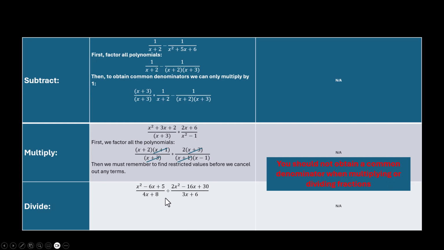For the division, right, we would first do a keep, change, flip, where we keep the first fraction, change the division to multiplication, and then flip the second fraction, and then we would proceed exactly as we had with multiplication. So again, you can cancel things out like this when you're multiplying. You cannot cancel out across the addition or subtraction sign. Likewise, you do need to have a common denominator when you add or subtract. You don't and should not bother with common denominators because it just doesn't make sense when you're multiplying or dividing. So please be careful with that.